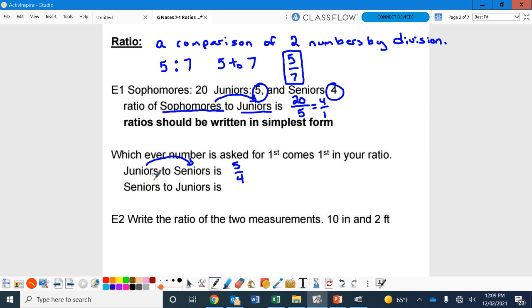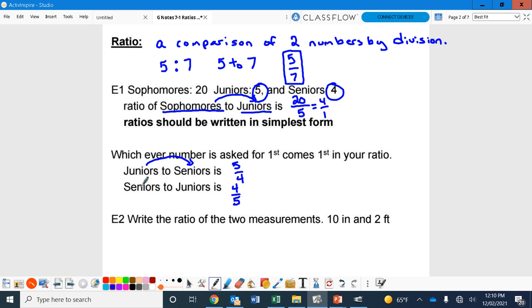But if I said seniors to juniors, what would that be as a ratio? 4 over 5, which as a percentage would be 80%. And for every 4 seniors, there would be 5 juniors. Alright, those are 2 very different numbers. 5/4 and 4/5 are definitely different numbers.